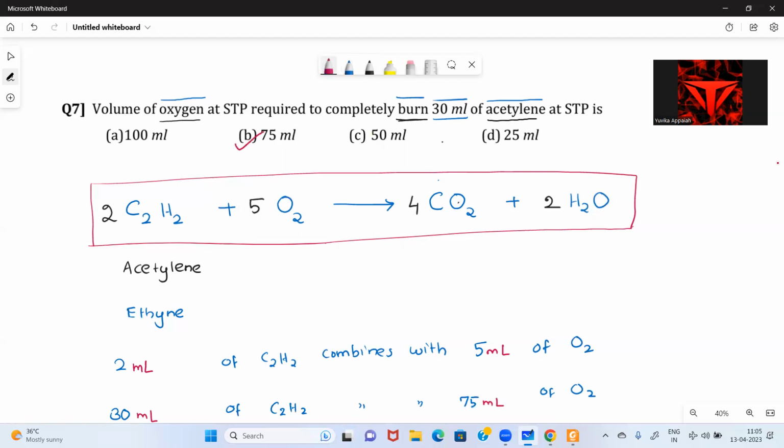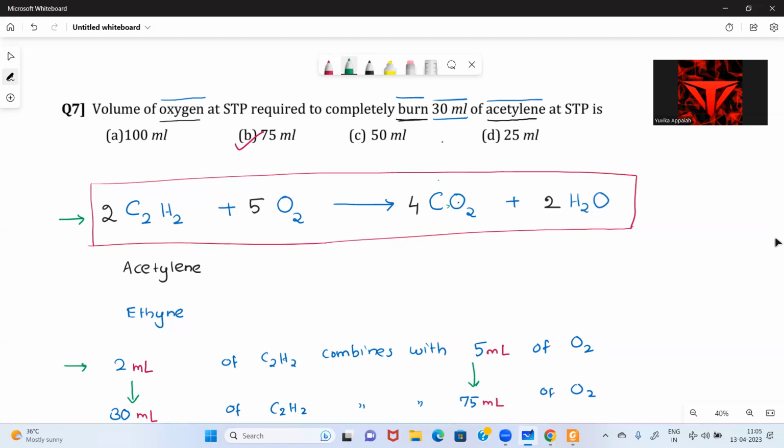Understood, Yuvika? Yes, sir. Directly, if you observe here, what is the multiplying factor? 2 into 15 is 30, right? So here also the same multiplying factor will apply. 5 into 15 will be your answer, correct? Yes, sir. So from the balanced chemical equation, directly you can establish a volume relationship. Clear, Yuvika? Yes.